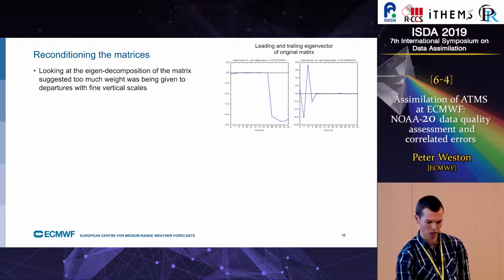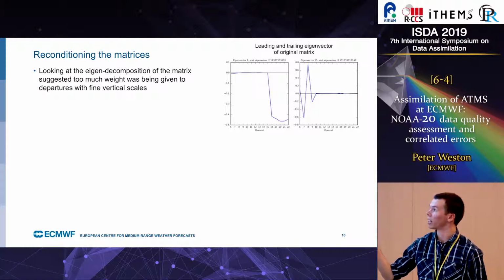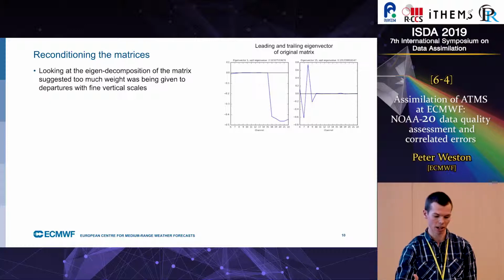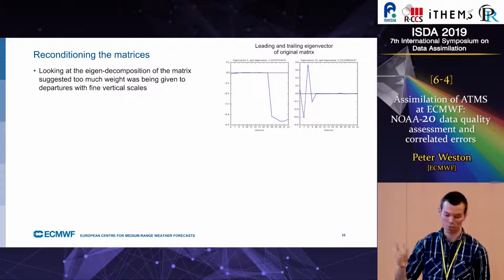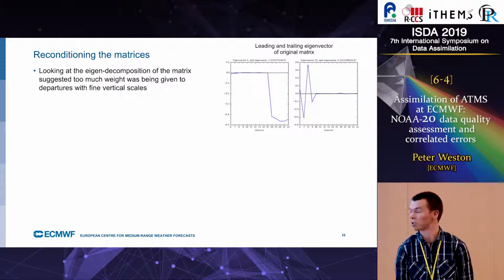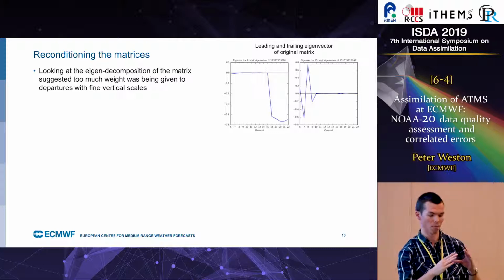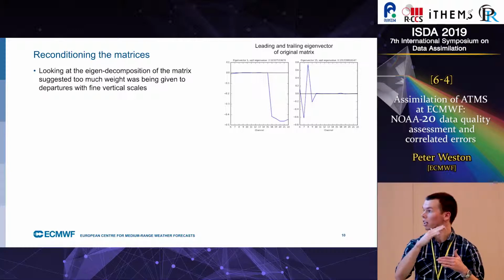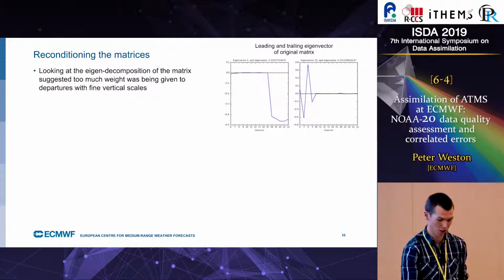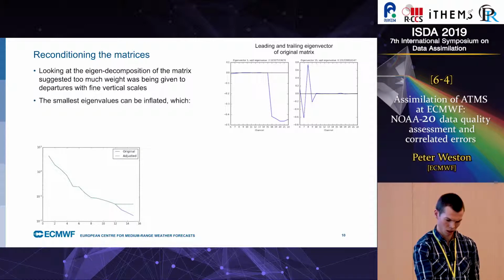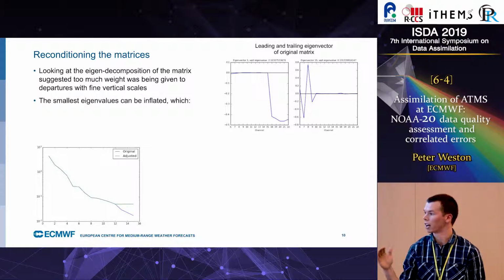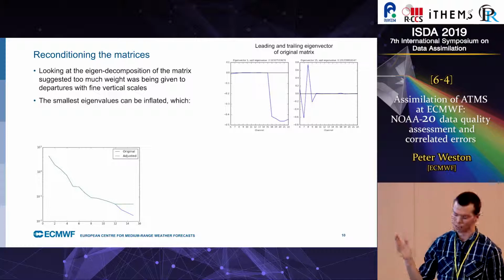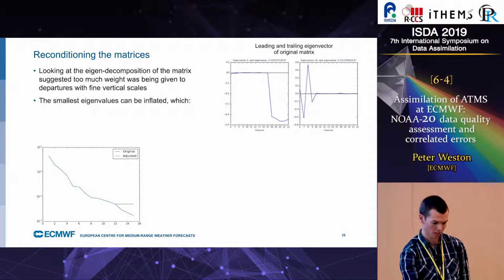What happens is, because these are the trailing eigenvectors in the R matrix, when you then invert the matrix, you're giving departures that map onto these modes a much higher weight. Our hypothesis was that this is causing us difficulties where we've got important areas of the atmosphere where the vertical structure is important, for instance around the tropopause. So, similar to what Jemima spoke about yesterday, we can inflate these smallest eigenvalues, so we're downweighting these modes, and then reconstruct the matrix.